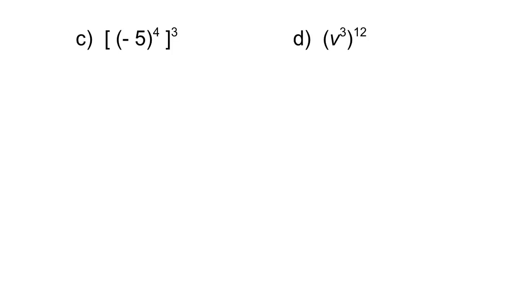Try these ones. Here the base is minus 5. Multiply those exponents to get 12. So my single power is minus 5 to the exponent 12. Here I have v as my base. The exponents are 3 and 12. So I multiply the exponents to get 36. My single power is v to the exponent 36.